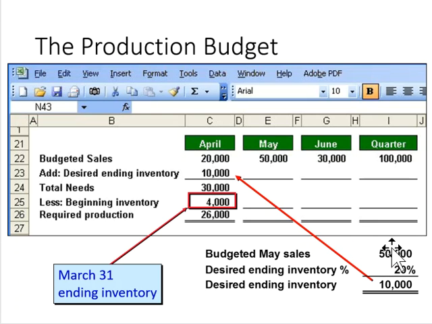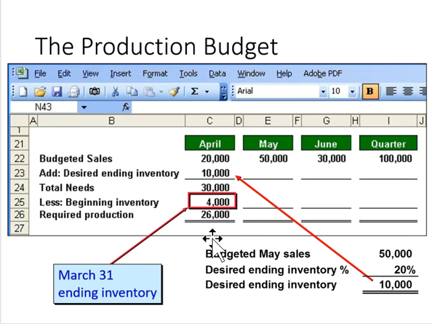The desired ending inventory is a recognition of management's policy against stock out, and we determine those by taking May's projected unit sales times the 20% as established by management. That gives us 10,000 units, and we add that to the projected sales to get our total unit needs for the month. Then we're going to subtract the current period's inventory. In our case, Royal had 4,000 units of inventory on hand at the end of the month. So we've now prepared our production for April.